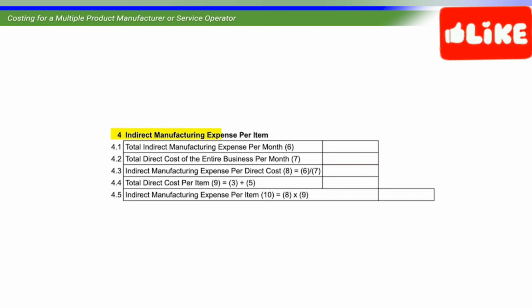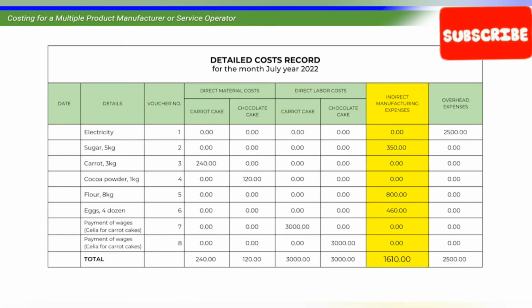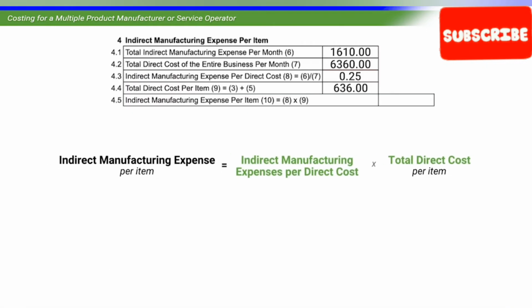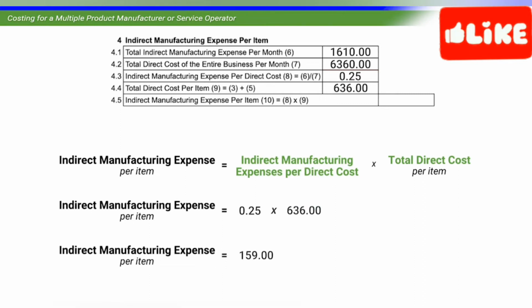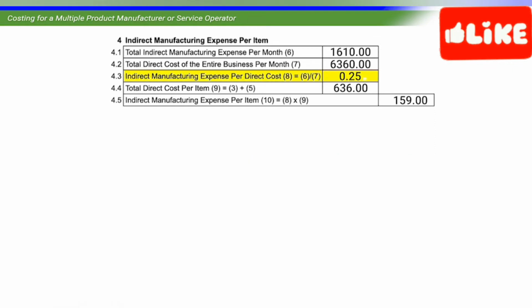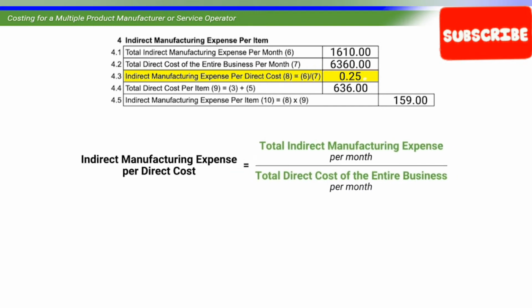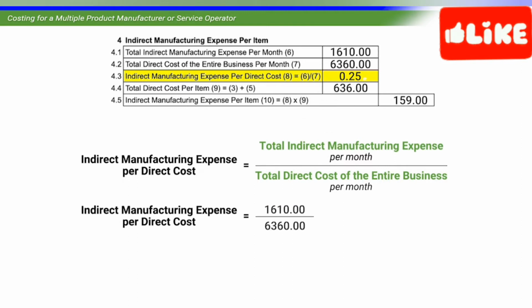After that, calculate the indirect manufacturing expense per item. To do this, multiply the indirect manufacturing expense per direct cost by the total direct cost per item. To get the indirect manufacturing expense per direct cost, divide the total indirect manufacturing expense per month that you get from your detailed costs record by the total direct cost of the entire business per month.